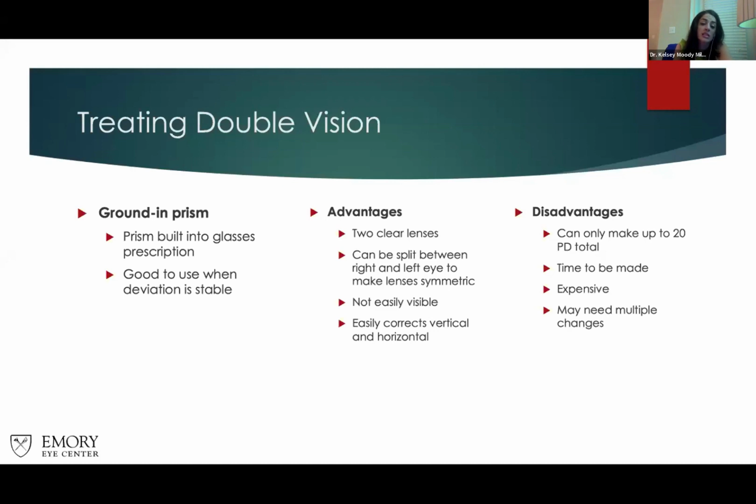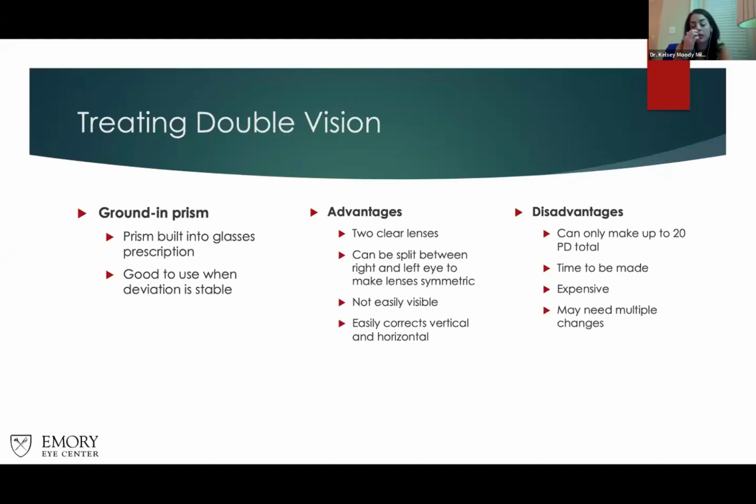Another advantage is that it's not easily visible to other people. And so oftentimes from a cosmetic standpoint, patients prefer this because people really won't know that patients have prism in their glasses unless it's very, very thick. And it very easily corrects both vertical and horizontal deviations. So I can put 5 base in prism in the right eye and 3 base down, and it's not going to be difficult for that.